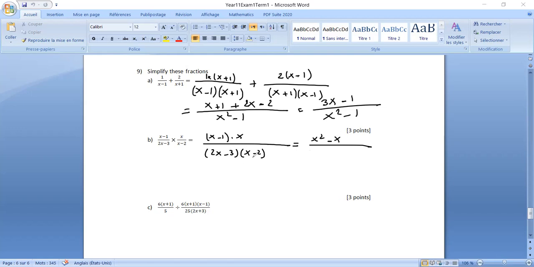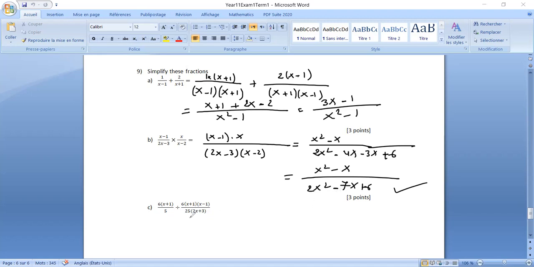So 2x times x is 2x squared. 2x times negative 2 is negative 4x. Negative 3 times x is minus 3x. Negative 3 times negative 2 is plus 6. Simplify this further. So I have x squared minus x, 2x squared, negative 4x minus 3x is minus 7x, plus 6, and this is the last expression that you need to get.